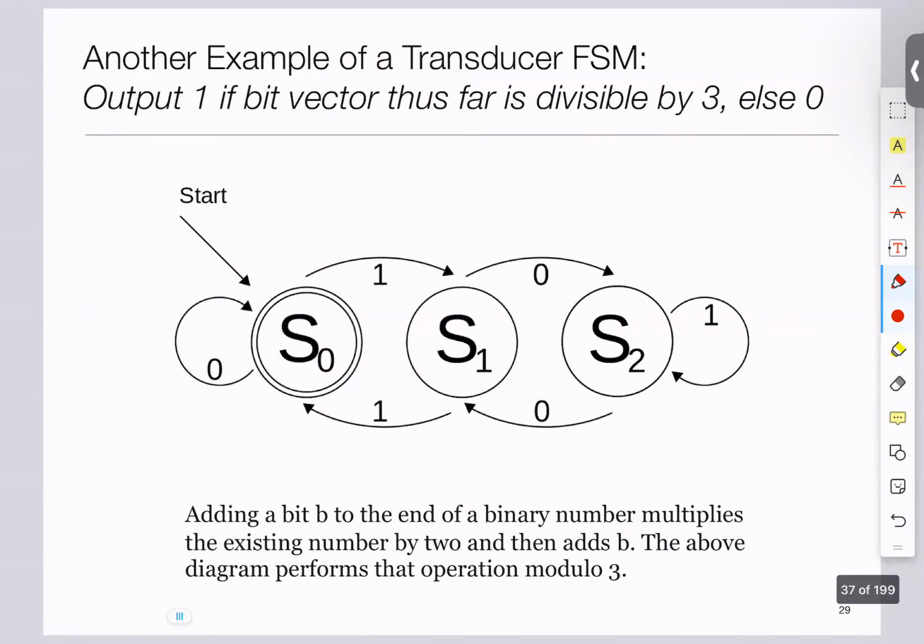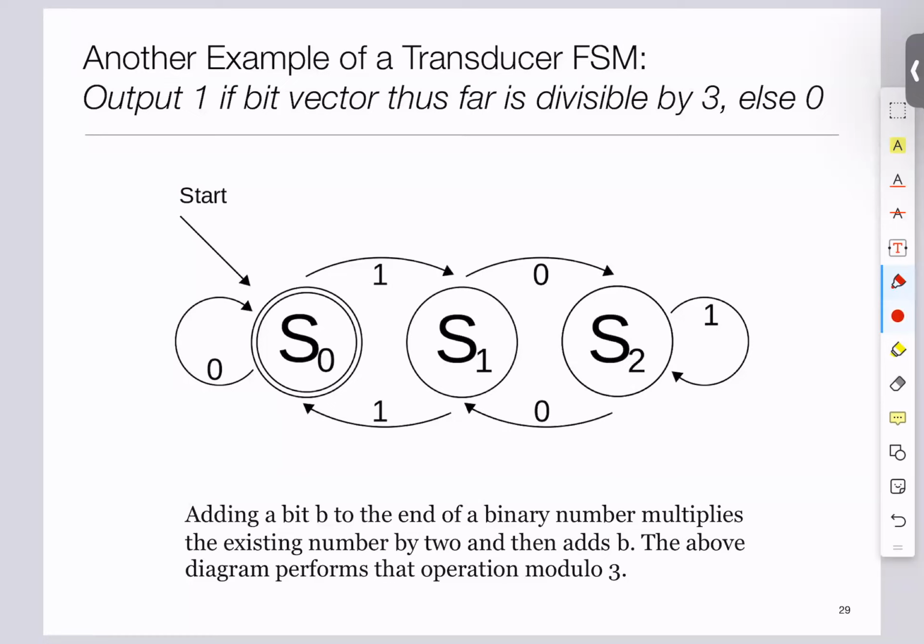Another example: output 1 if the bits that I have received, if I think of it as a number with the LSB being the last bit I received, is divisible by 3. So let's say I first received a 1, then a 0, then a 1, then a 0. At every point, like 1 0 1 0, when I got a 0, I want you to output whether 1 0 1 0 is divisible by 3 or not.